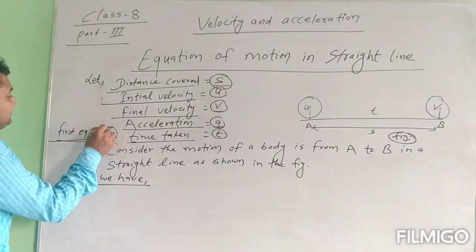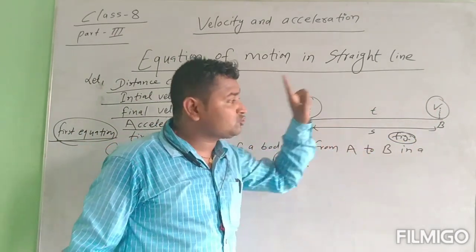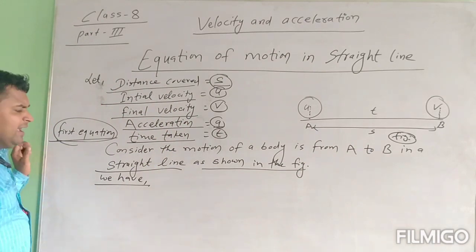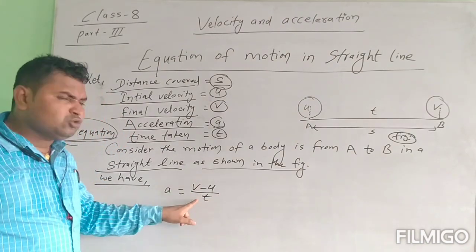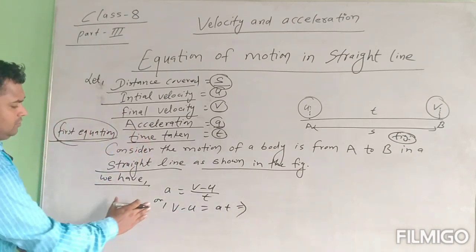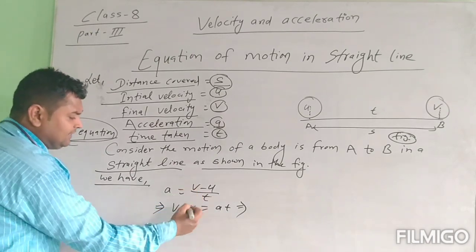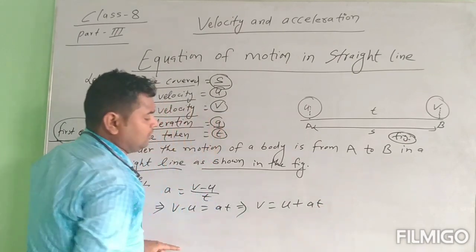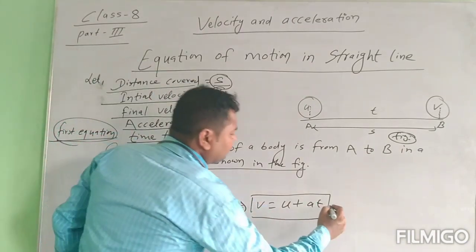Now let's do the first equation. Consider a body moving from A to B in a straight line, as shown in the figure. As you know, acceleration a is equal to v minus u by t. Cross multiplying, v minus u is equal to a into t. So v is equal to u plus at. This is our first equation.